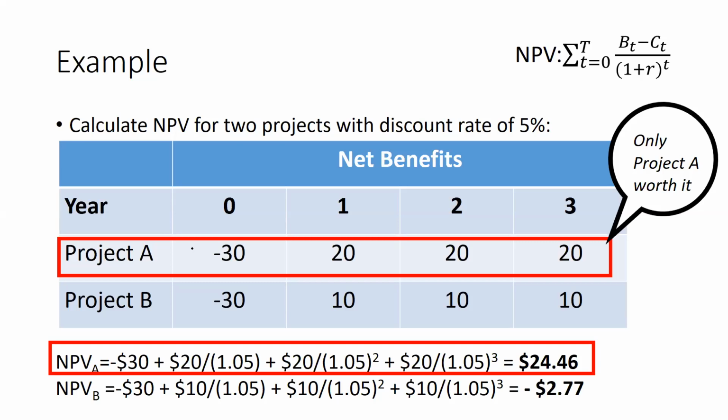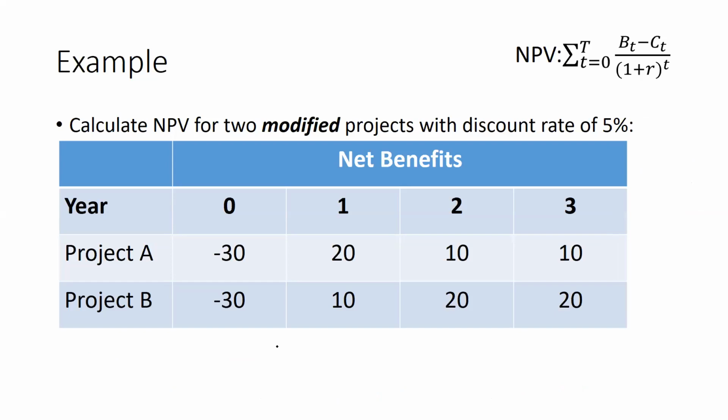Questions so far? So what if the costs and benefits get a little jumbled up? So here we have 2 new projects, Project A and Project B, both with a discount rate of 5%, but this time they've got a little different benefit stream than last time. Take a minute on your own to calculate the net present values for Project A and Project B, and we'll regroup in a second. And if anyone has any questions, just shout them out or drop them in the chat.